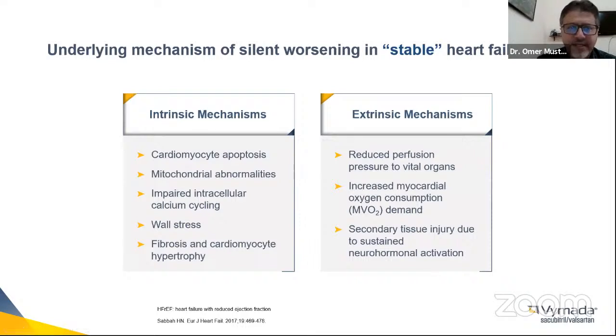So what are the intrinsic mechanisms of silent worsening of stable heart failure? The intrinsic mechanisms are again at the molecular level. They are cardiomyocyte apoptosis, mitochondrial anomalies, wall stress, impaired intracellular calcium cycling, fibrosis, and cardiomyocyte hypertrophy. Other mechanisms, which we all know, are reduced perfusion, increased myocardial oxygen demand or consumption, and secondary tissue injury.